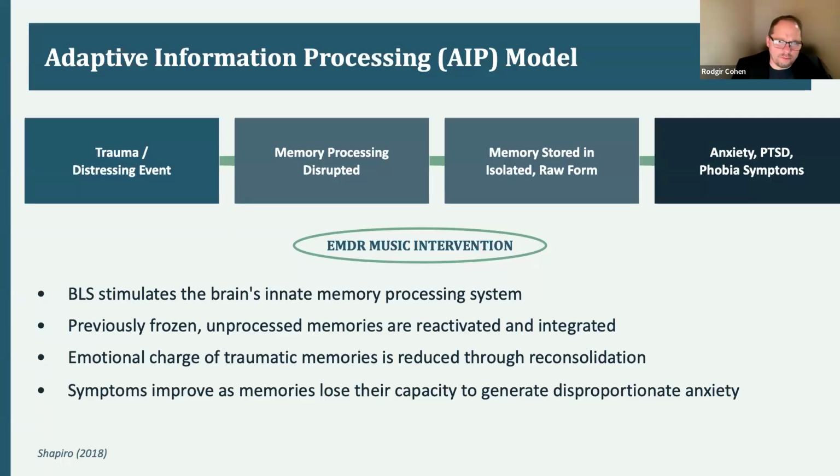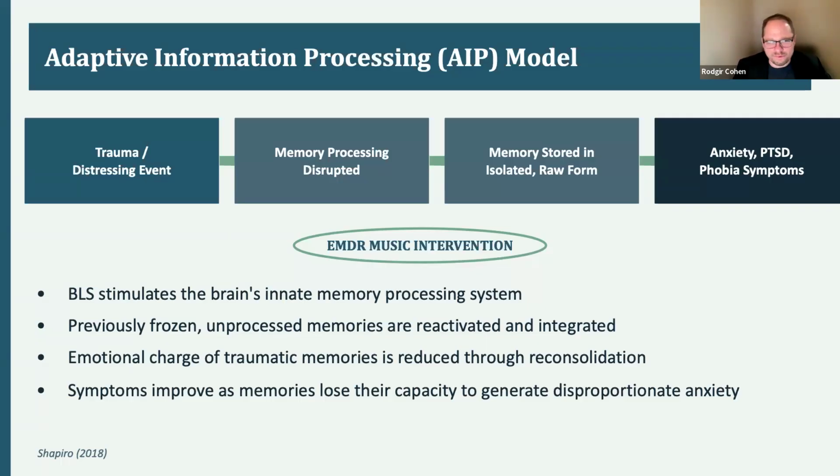This is what trauma researchers call an unprocessed memory network. When it's triggered by a smell, a sound, or a situation that resembles the initial event, the full original experience floods back. That intrusion, that hypervigilance, is what's happening. That's the anxiety and the phobia symptoms that we're looking at treating in therapy with EMDR music.